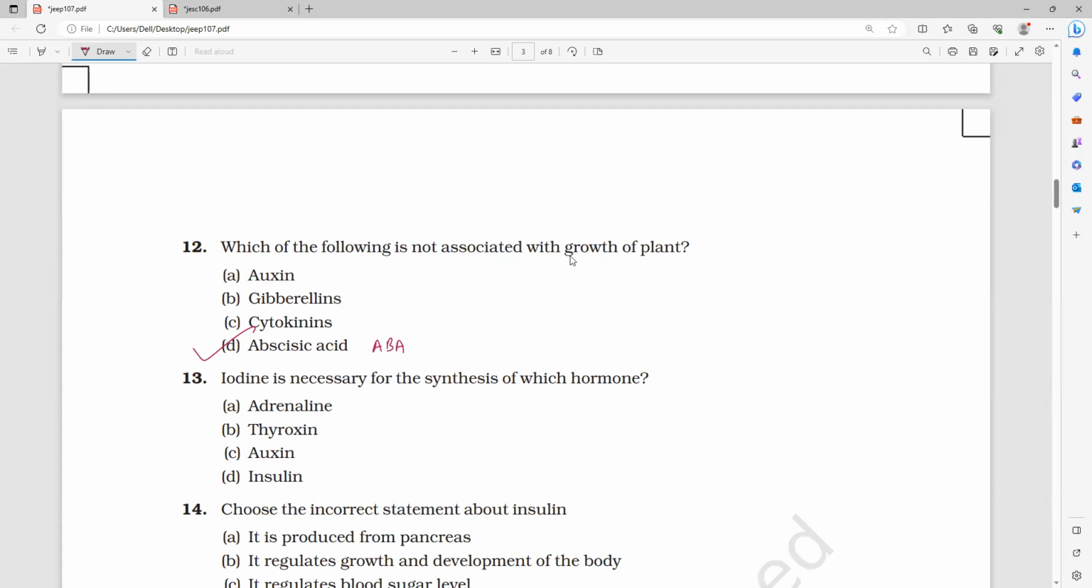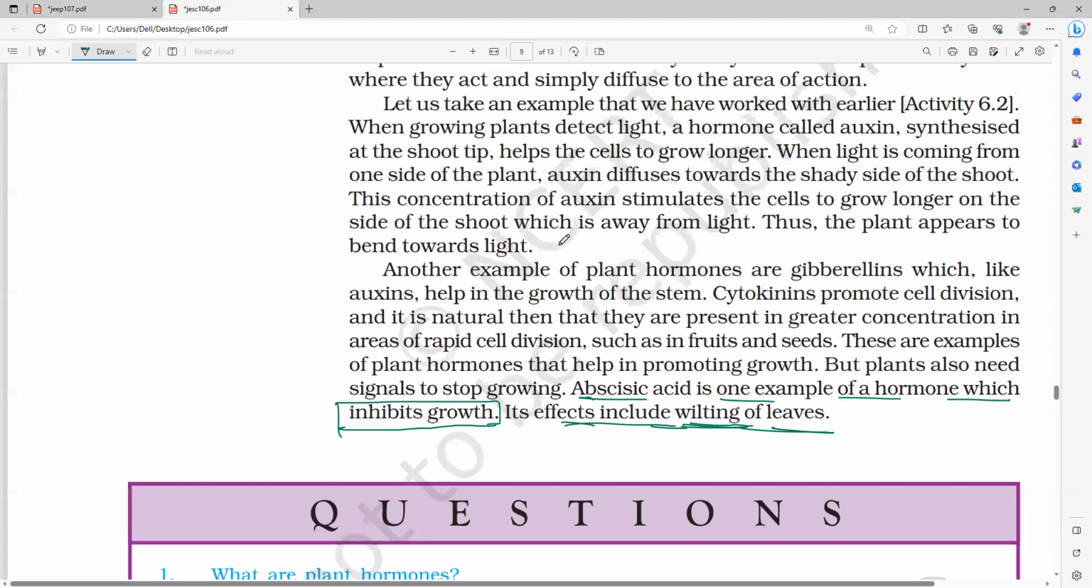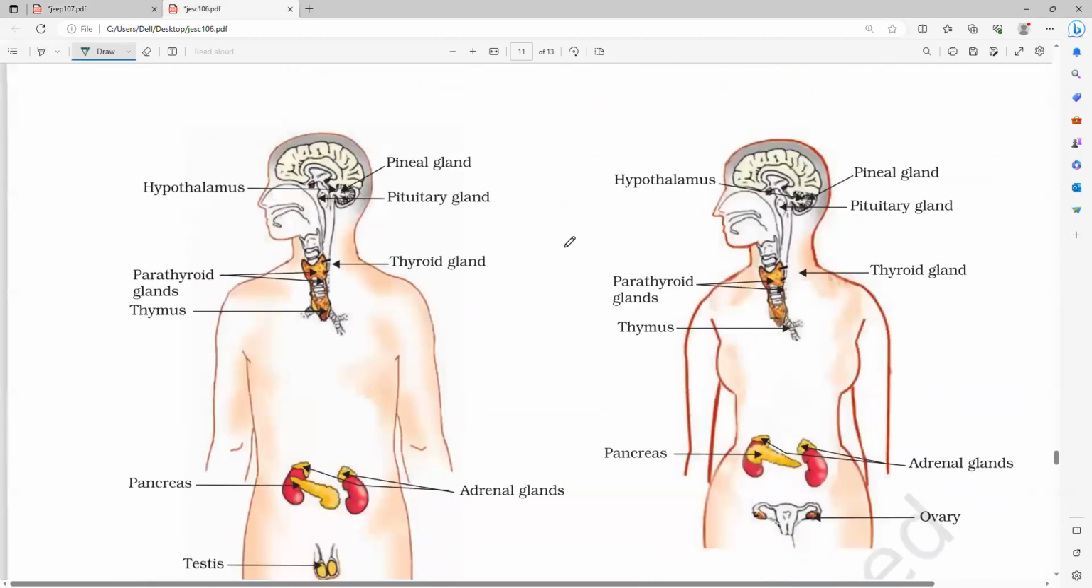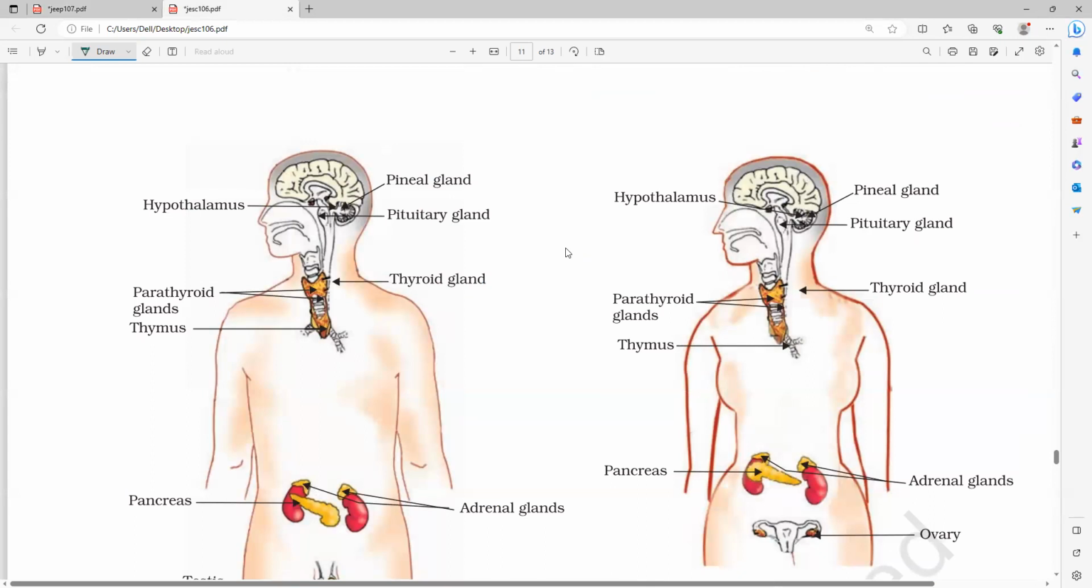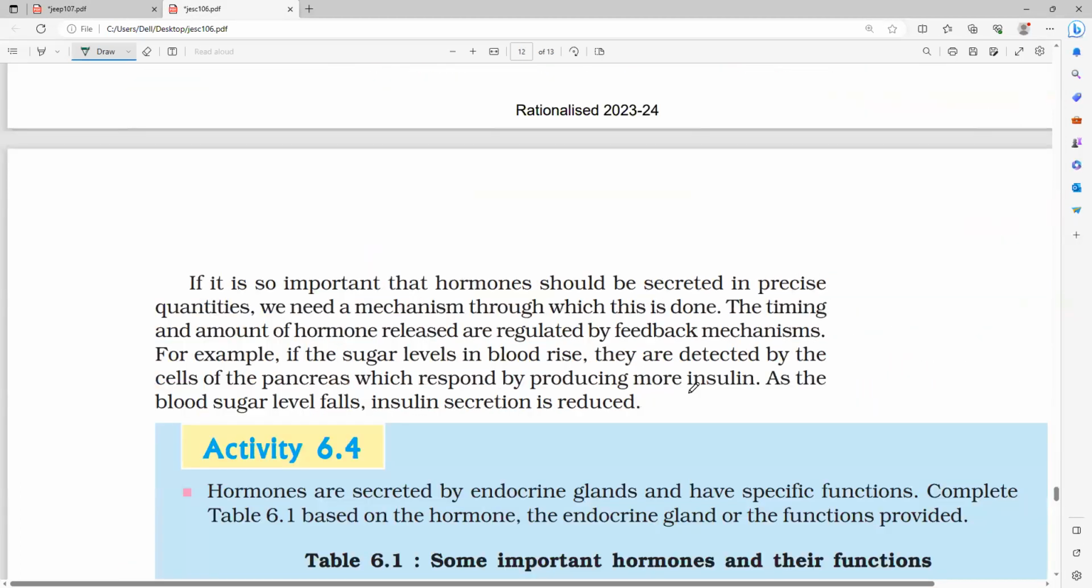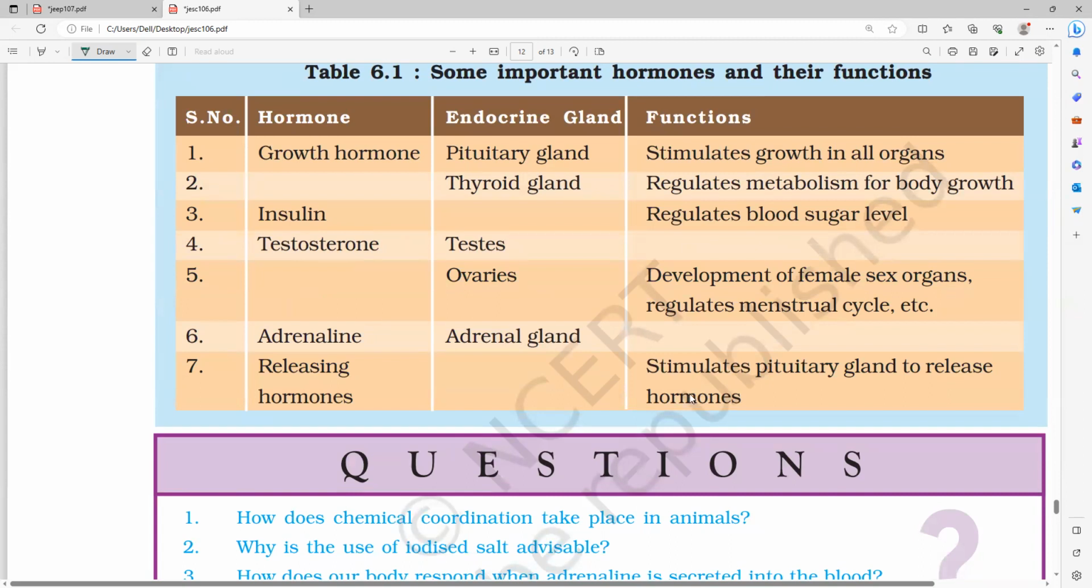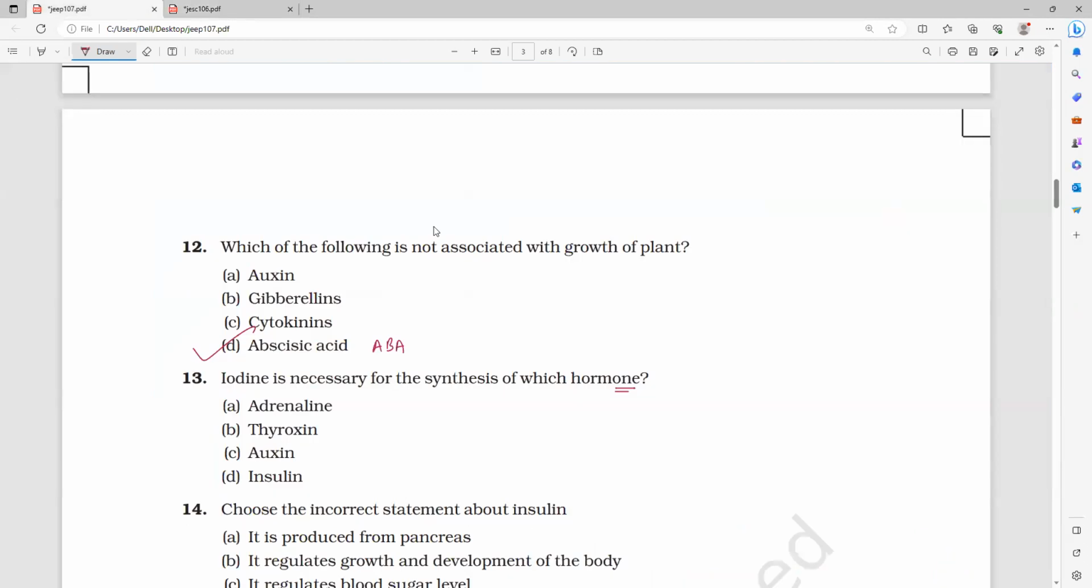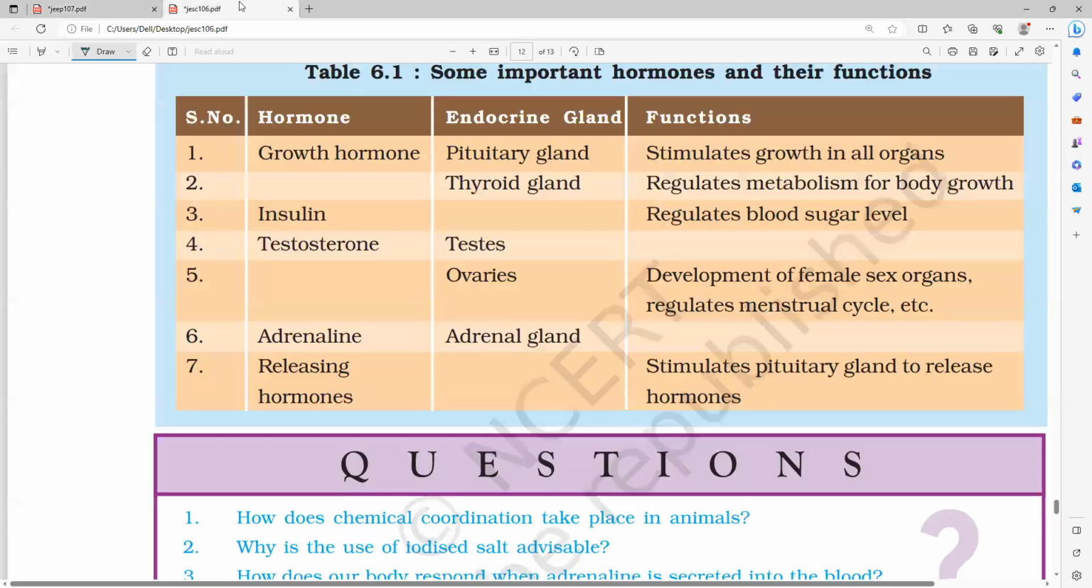Next, iodine is necessary for the synthesis of which hormone? Boys, iodine. It is there in our throat. Thyroid. So, thyroid glands. Iodine is necessary for the secretion of which hormone? Thyroxine. So, iodine is necessary for the synthesis of thyroxine hormone.